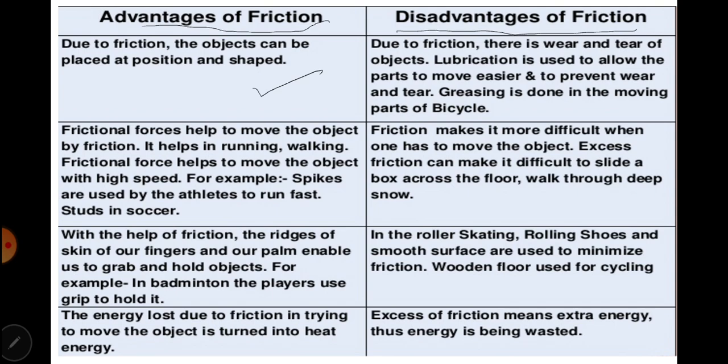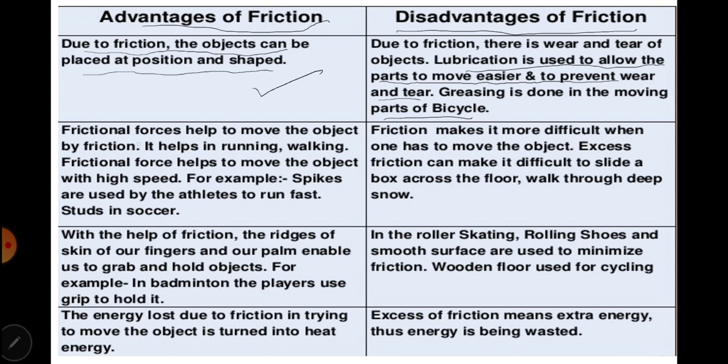Due to friction there is wear and tear of objects. Lubrication is used to allow the parts to move easily and to prevent wear and tear. Greasing is done in the moving parts of bicycle. Due to friction, the object can be placed at position and shaped. Friction force helps to move the objects.